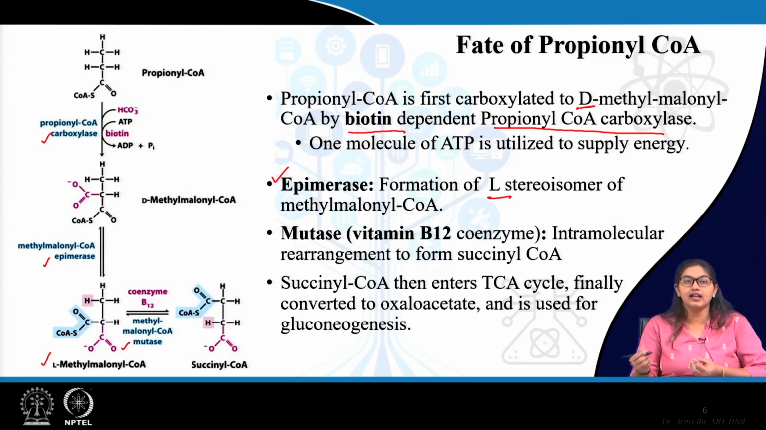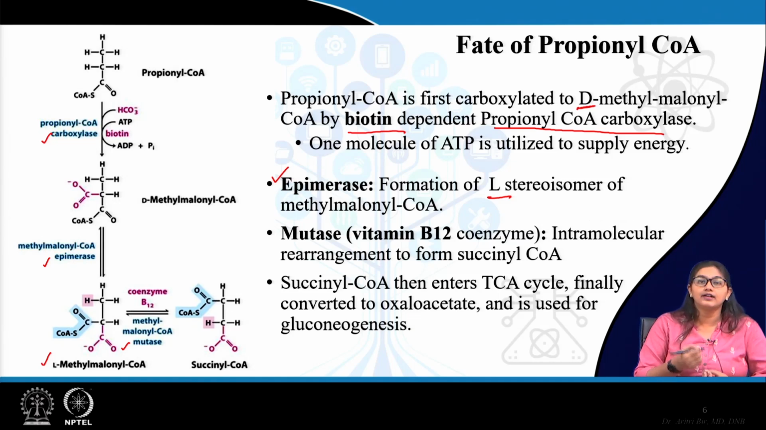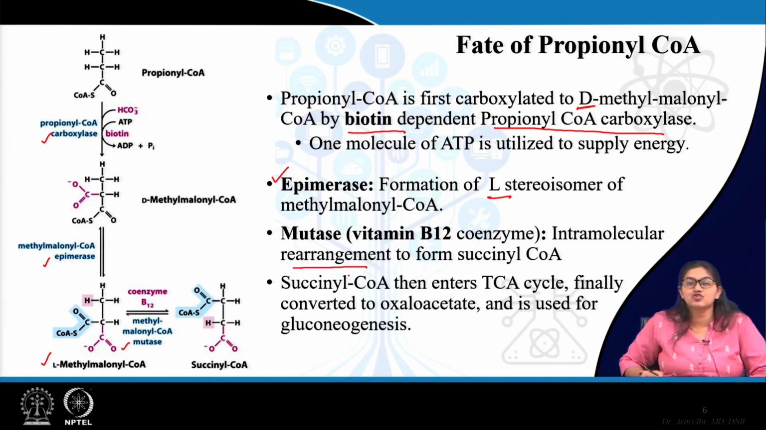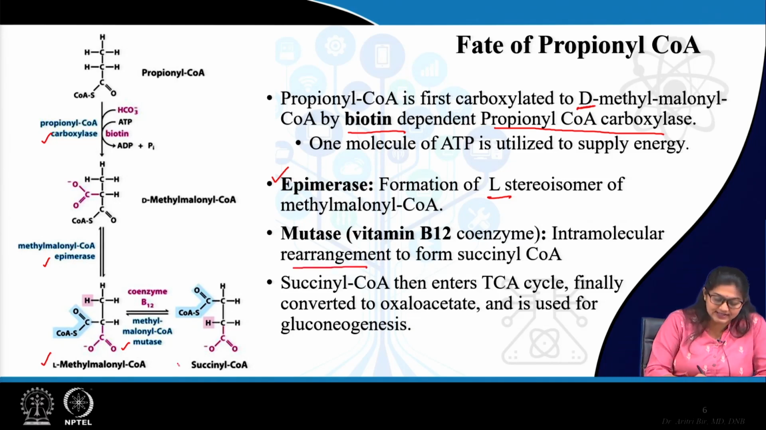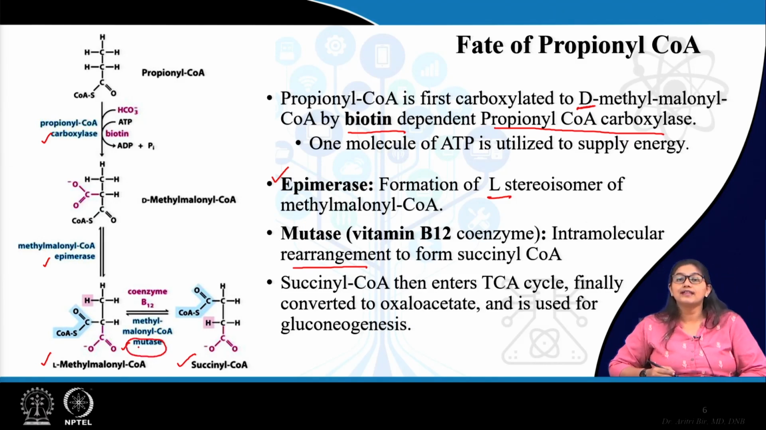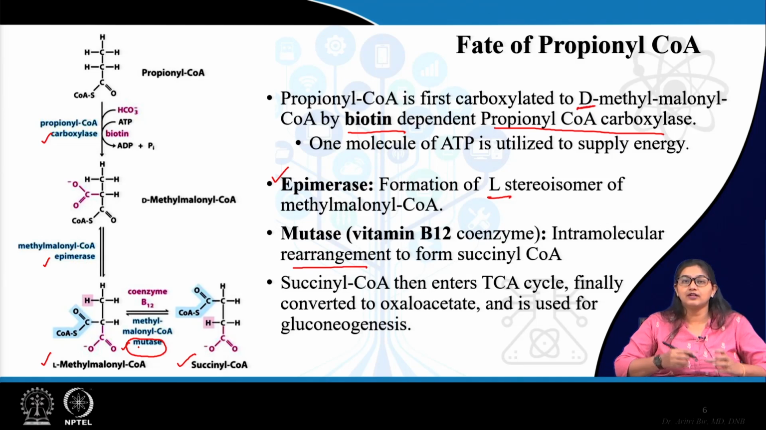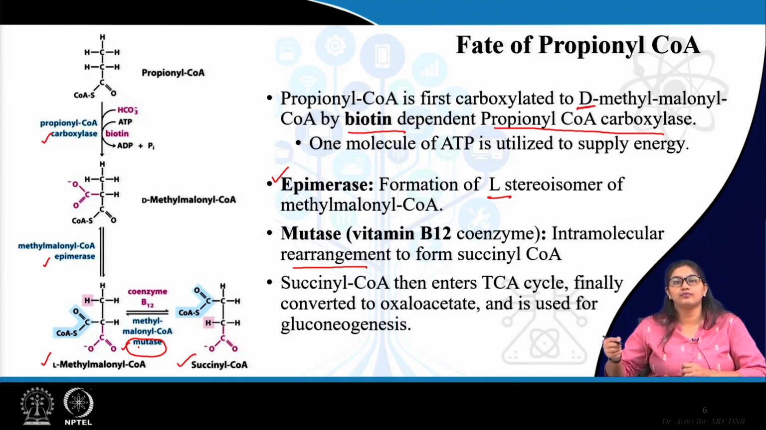Now, this L-methylmalonyl coenzyme A undergoes molecular rearrangement to form succinyl coenzyme A with the help of the enzyme methylmalonyl coenzyme A mutase, and that is one coenzyme B12 dependent enzyme. So, this is one vitamin B12 dependent pathway, and remember, whenever there is vitamin B12 deficiency, there is disturbed or hampered propionyl coenzyme A metabolism.